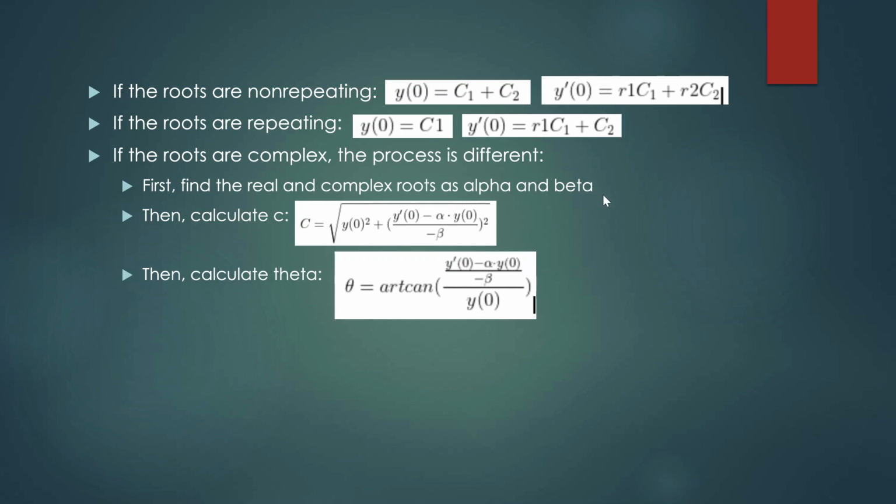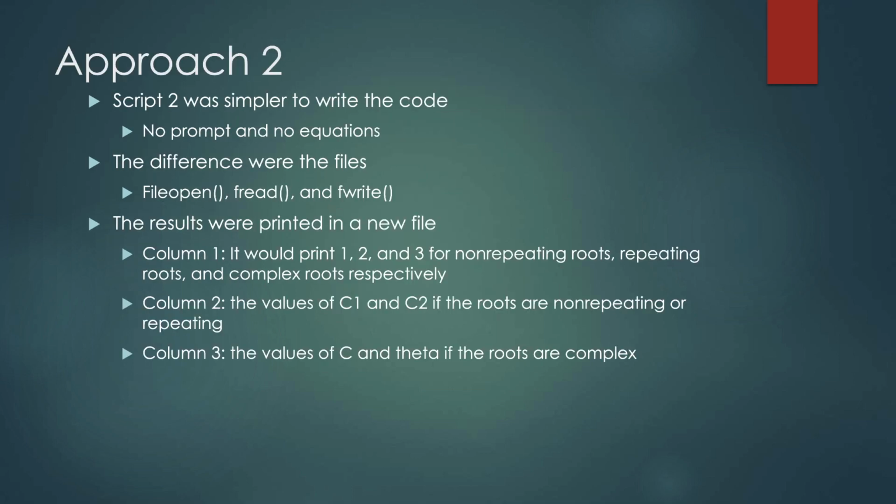And if the roots are complex, the process is a little different. I ran some equations before doing the program, and I found that the best way to do it is to calculate C this way and calculate the value of the angle using this formula. The second approach was very similar, but it has some differences. The first difference is that I didn't have to prompt any numbers, and I barely used any equations, just some to calculate C1, C2, and theta.